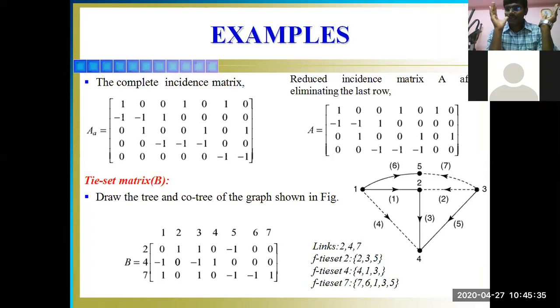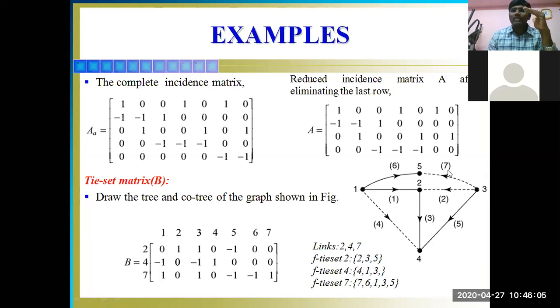Branches minus twigs are called links. There are 7 branches and 4 twigs. Branches minus (n minus 1): n minus 1 is 5 minus 1, which is 4. 7 minus 4 is equal to 3. Okay? You will get 3 links: 2, 4, 7.